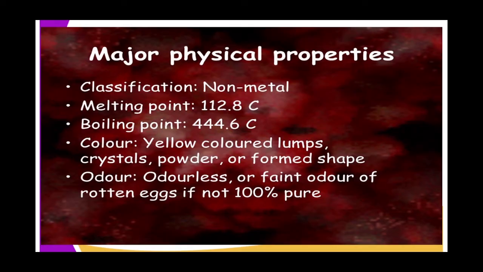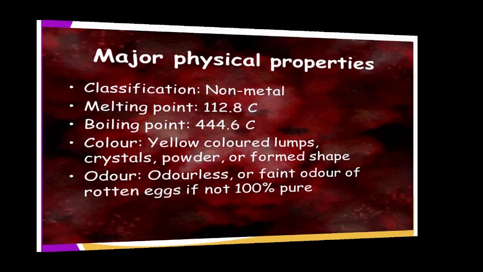Its boiling point is 444.6 degrees Celsius. Its color is yellow, and it is in the form of crystals, powder, or informed shape. It is odorless, or it has a faint odor of rotten eggs if it is not 100% pure.